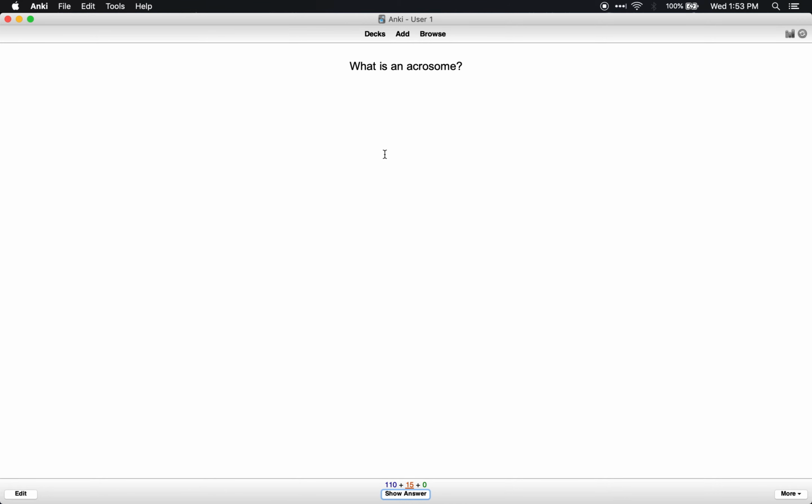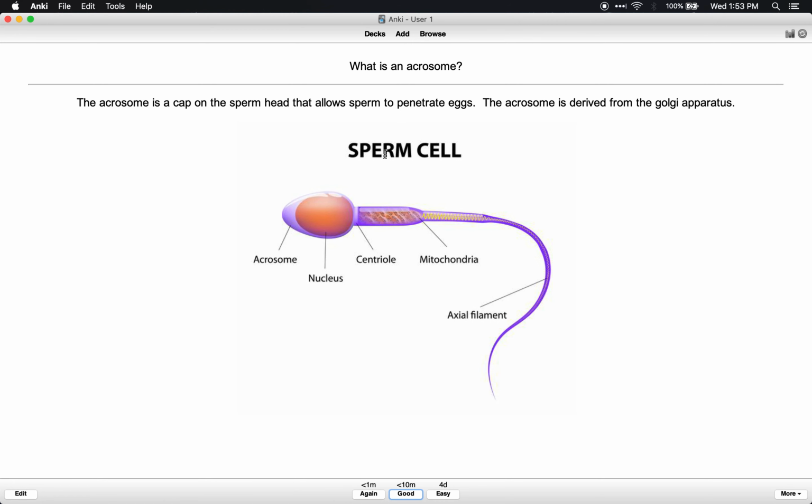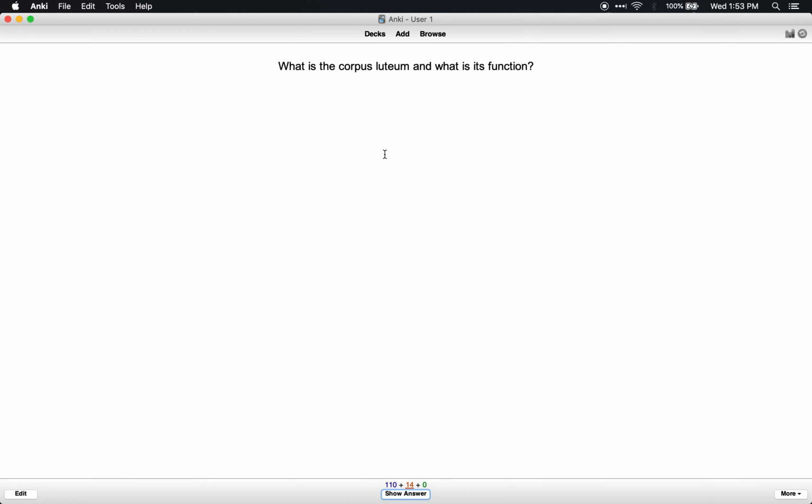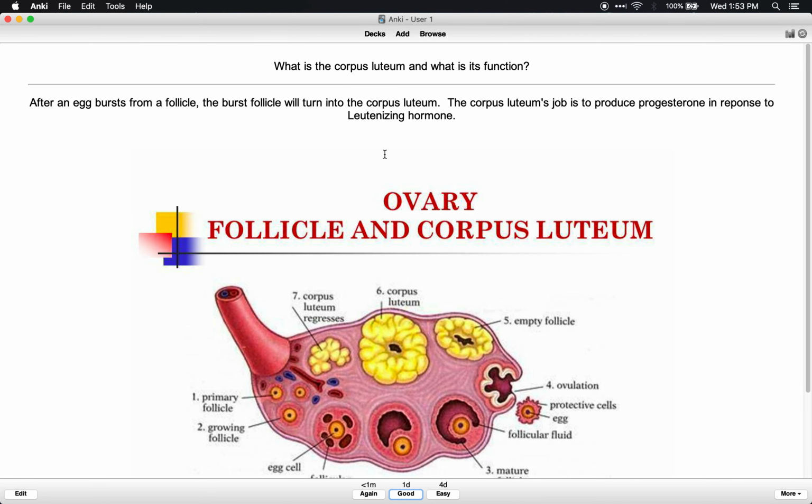Acrosome is the head of a sperm and allows it to penetrate a cell. It's made from the Golgi apparatus. Corpus luteum is what is formed after the follicle bursts, releasing the secondary oocyte. The burst follicle will form the corpus luteum, and its function is to produce progesterone in response to luteinizing hormone.